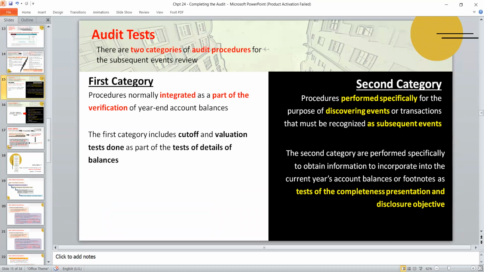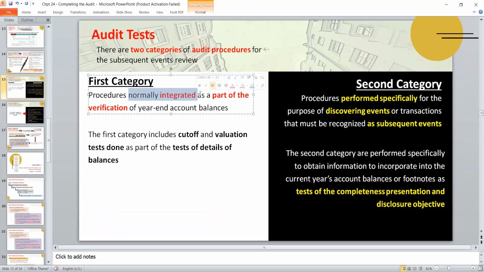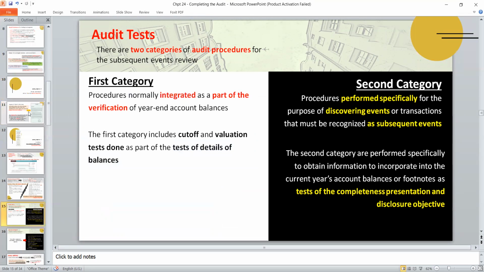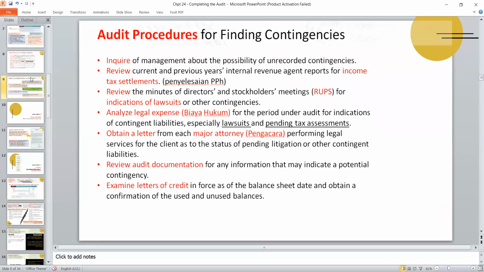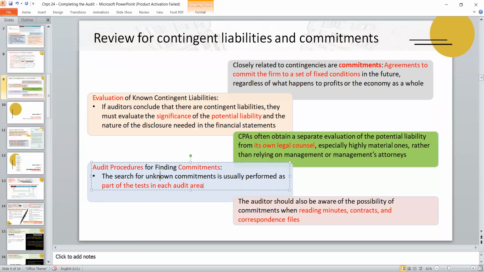And for the audit tests, there are two categories. The first category is the audit test that is automatically audited because you have done the test of detail balance. Like the contingent liability: because you conduct the test of detail balance, automatically you also check the commitments.